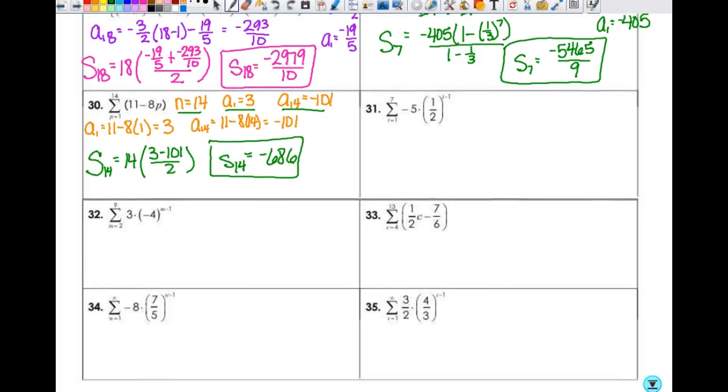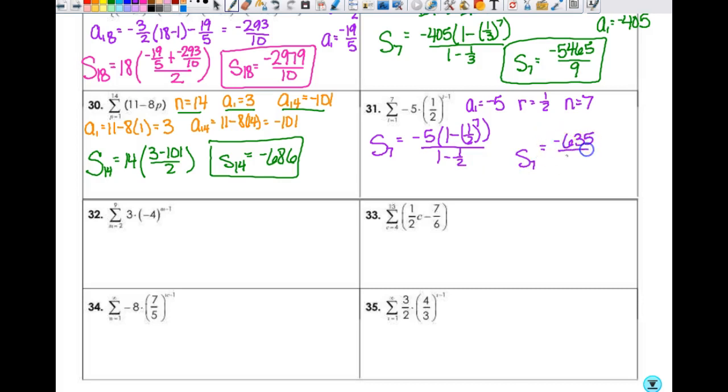When I look at 31, clearly this is the geometric, so this is my A1 and this is R, right? So for geometric, what I have to have for the series, I have to have A1. Well, A1 is negative 5. I have to have R, which is 1/2, and I have to have N, which is 7. So S7 equals negative 5 times 1 minus 1/2 to the 7th power, all over 1 minus 1/2. So I get the sum of the first 7 terms to be negative 635 over 64.